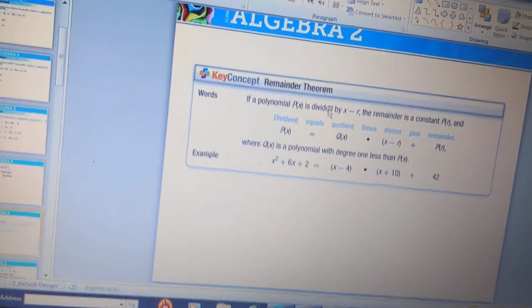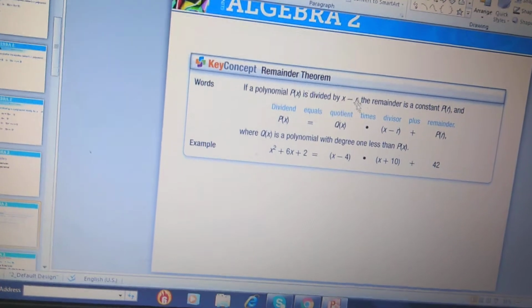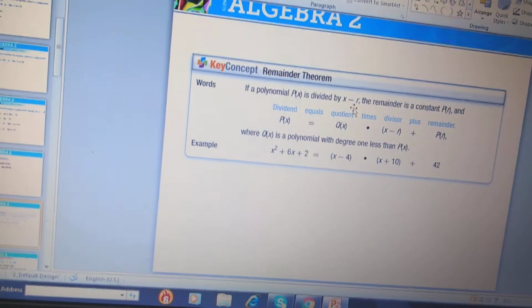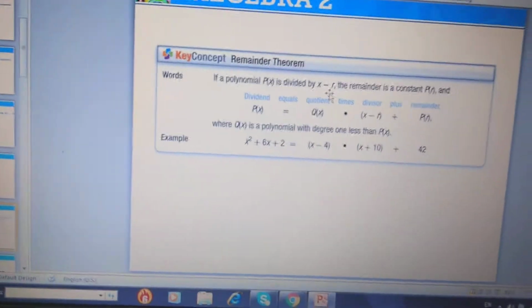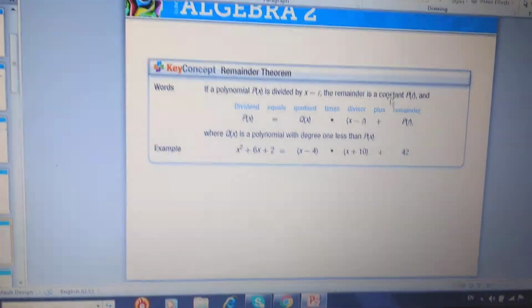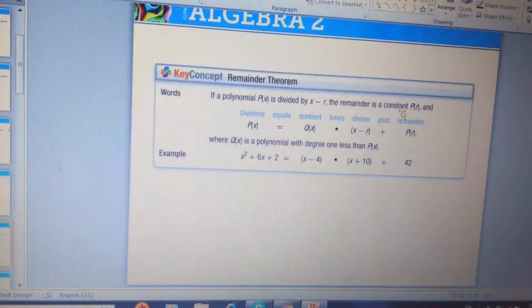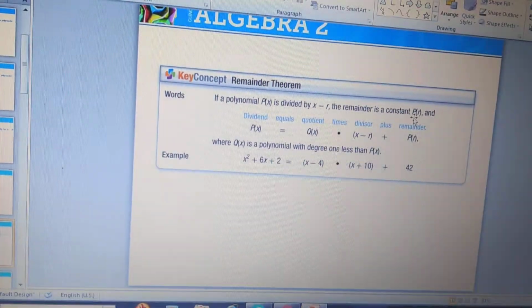The remainder, now we complete. If you divide polynomial p(x) by binomial x minus r, the remainder, of course, when we make division, sometimes the remainder is 0, and sometimes we have a remainder. It can be any number. Of course, in this case, always the remainder is a constant, meaning the remainder is a number. We don't have a variable in the remainder. The remainder is a constant, p(r).